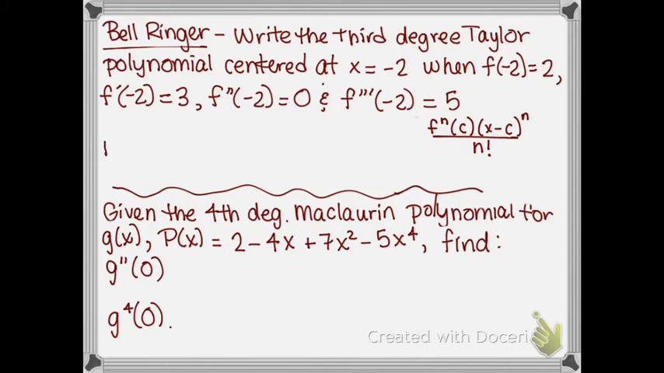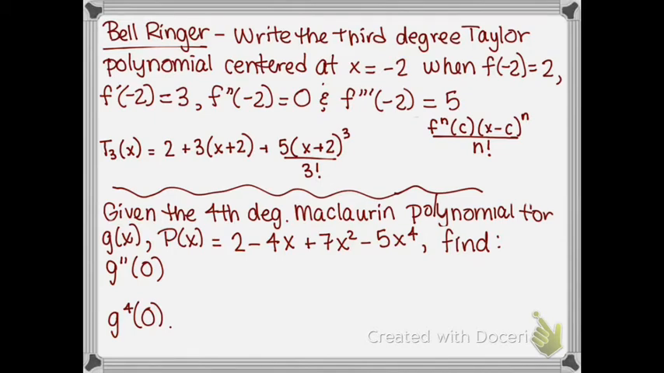So the third degree Taylor polynomial centered at x equals -2 is 2 plus 3 times (x plus 2) to the first power over 1 factorial. The next derivative is 0, so we can skip that one. Plus 5 times (x plus 2) cubed over 3 factorial, this is the n equals 3 term, or you could put a 6 there.